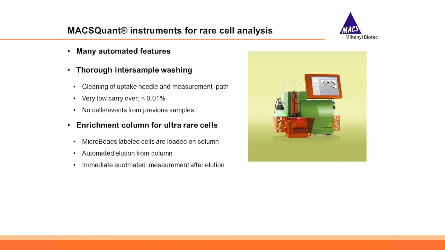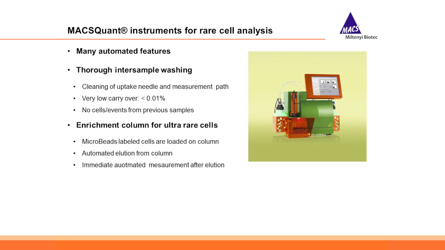The first is thorough intersample washing. The uptake needle and the measurement path are washed extensively after each sample automatically. By this we have a very low carryover of cells from one sample to another, below 0.01%. That means you don't get any cells from the previous sample. Very important for rare cells, yeah? So you don't have any contamination with false positive events from another sample. And it contains an enrichment column so that you can enrich microbead-labeled cells.